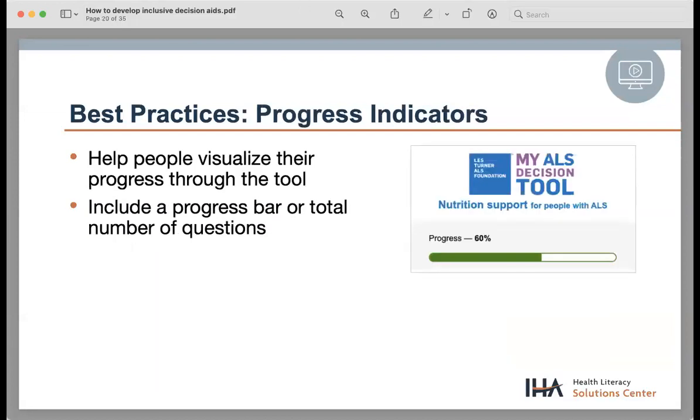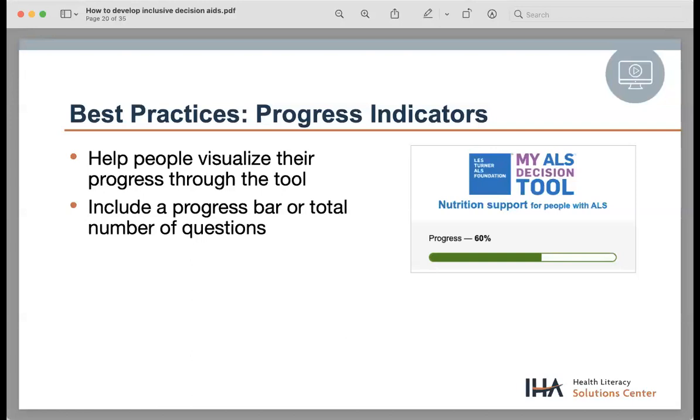Next, it's helpful to include some progress indicators. Just like we talked about with next steps, it's helpful to give people an idea of how far they have gotten through the tool and how far they have left to go, especially for people that might be processing a lot of complex information. They might already be feeling overwhelmed.